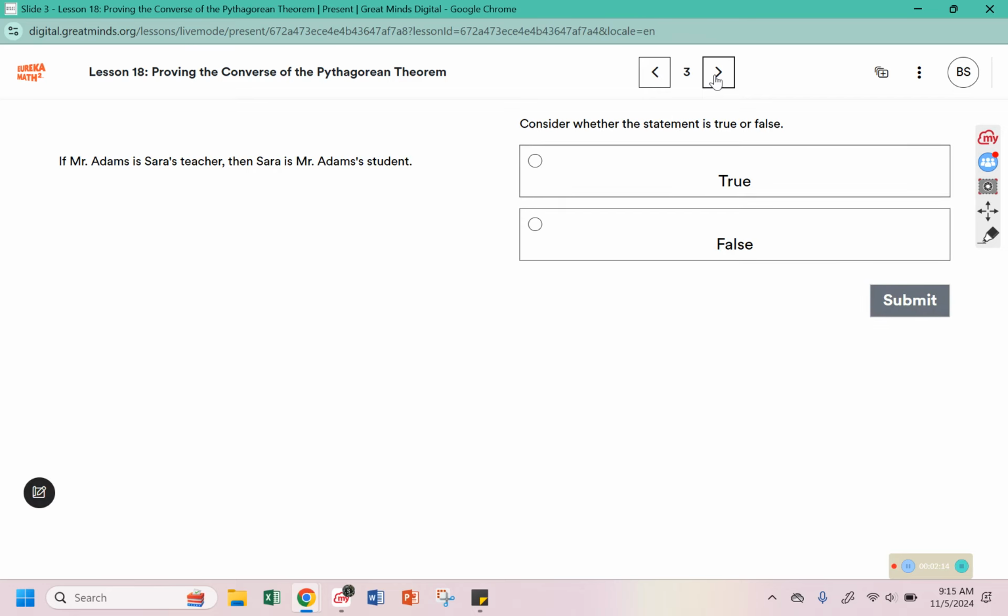This one says, if Mr. Adams is Sarah's teacher, then Sarah is Mr. Adams' student. If he is her teacher, then she is his student. That is true.